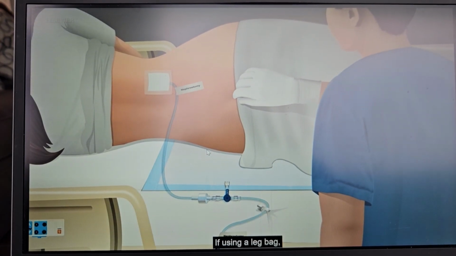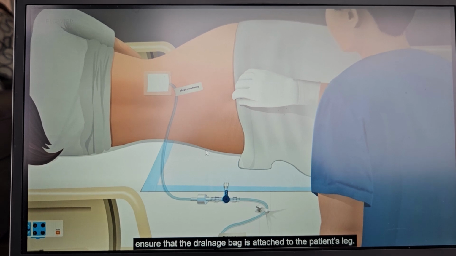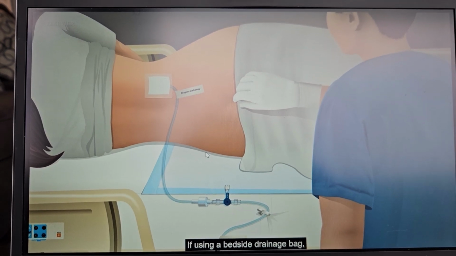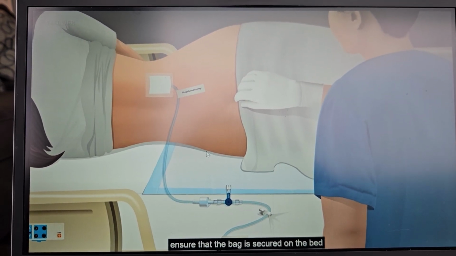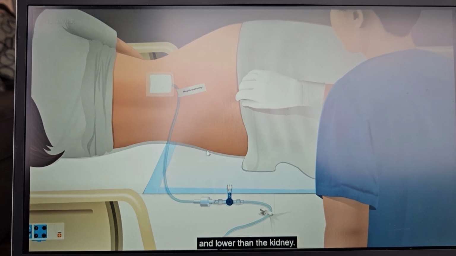If using a leg bag, ensure that the drainage bag is attached to the patient's leg. If using a bedside drainage bag, ensure that the bag is secured on the bed and lower than the kidney.